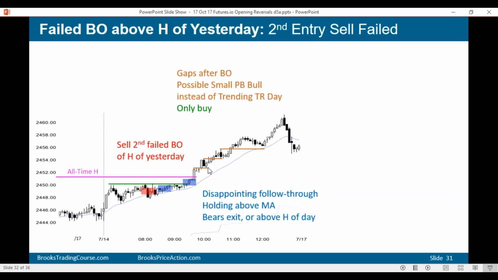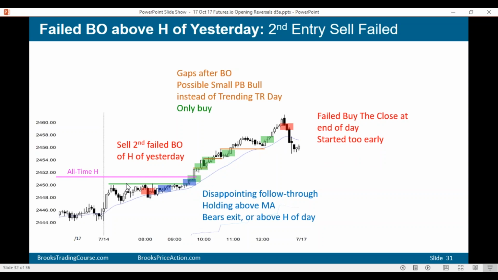And then we're getting gaps. This low, that high, this low, that high. This is a small pullback bull trend day, and it's probably going to go up a long way. And therefore, it's a swing buy. Traders are looking to buy for any reason. Below bars, above bars, bear closes, bull closes.